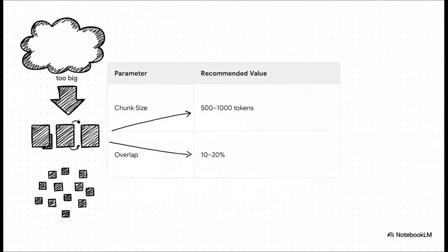Now that first step, chunking, is absolutely crucial. It's a bit of a Goldilocks problem. If your chunks are too big, the AI might miss the specific detail it needs. But if they're too small, it loses the surrounding context. So the best practice is usually to aim for somewhere between 500 and 1,000 tokens. And you can think of a token as roughly a word or part of a word. You also want a little bit of overlap between the chunks, say 10 to 20%, just to make sure you don't accidentally slice a key idea right in half.